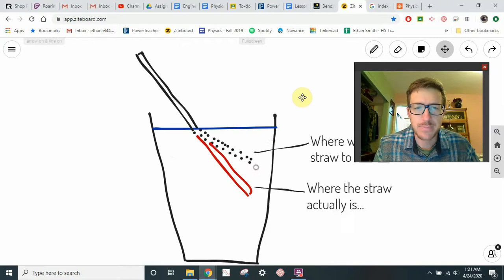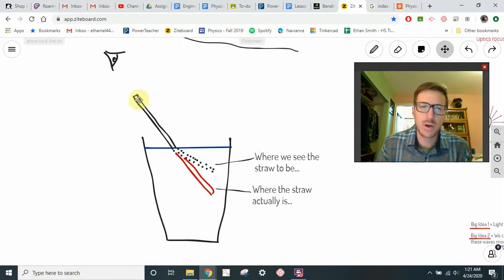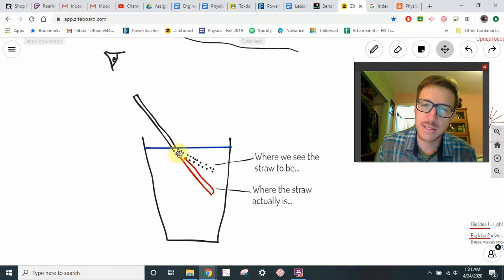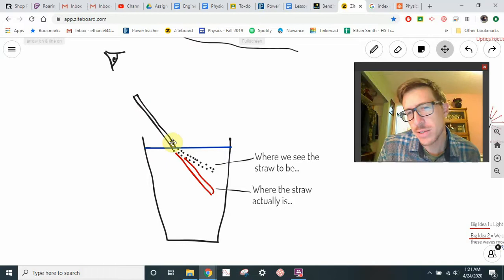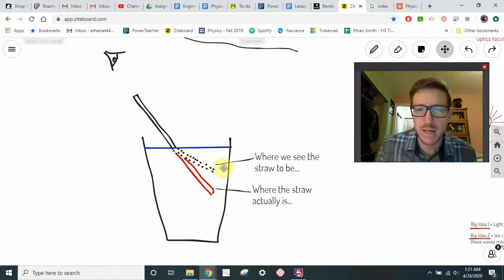And you could diagram it as looking like this. We know that that is a straight stick or a straight straw, so we know it's actually in a straight line, but as you stick it into the water, where the air meets the water, at the surface of the water, the straw starts to bend outwards, so we can actually see more of it. If I'm looking straight down the straw, I can actually see the very end of it. So this is where the straw seems to be, and this is where the straw actually is.